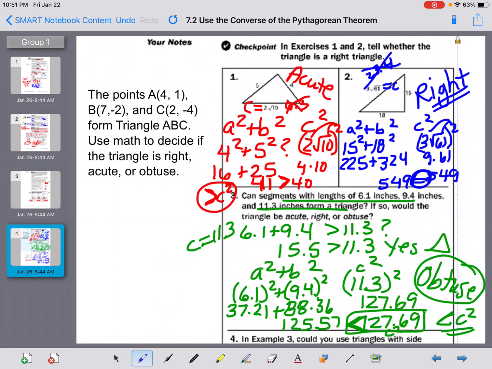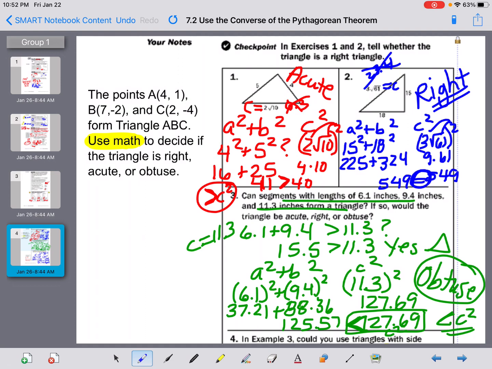Okay. The points A, B, and C form a triangle. Use math to decide if the triangle is right, acute, or obtuse. 3 ordered pairs. How am I going to be able to use 3 ordered pairs to tell if my triangle is acute, right, or obtuse? And I'm going to tell you right now, if I put this little direction in your quiz or test, what I want to see is some math. I don't want to just say, I graphed it and it looked like it. Nope, that's not going to work. I want to see some math.